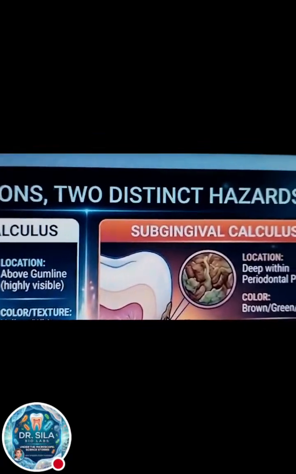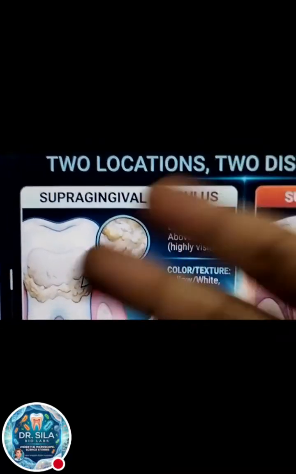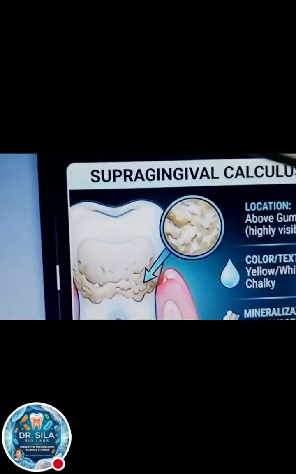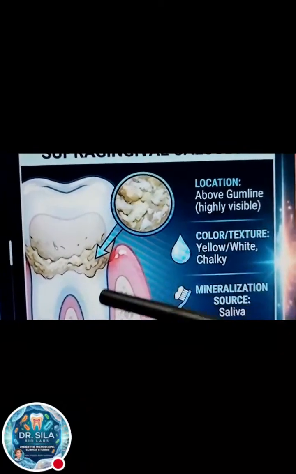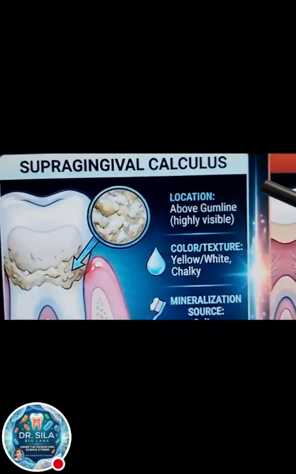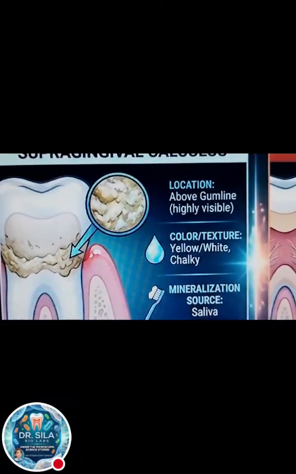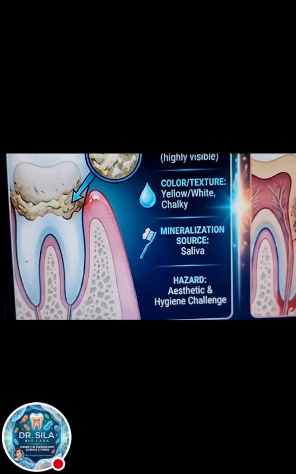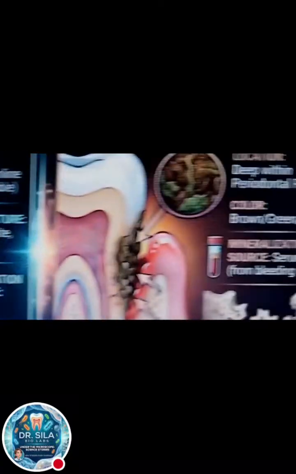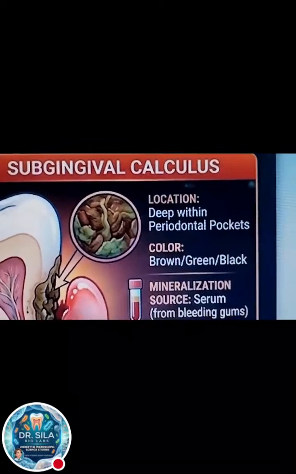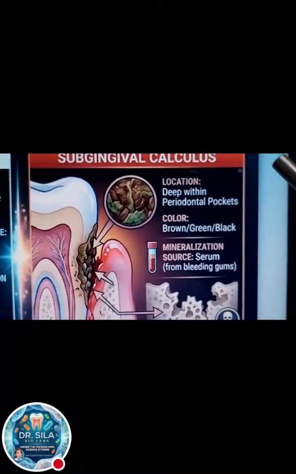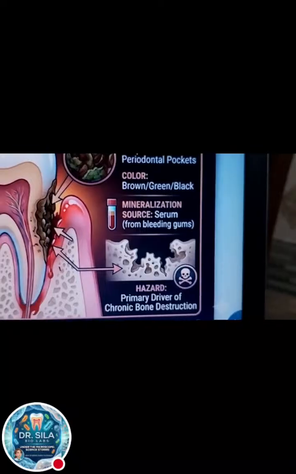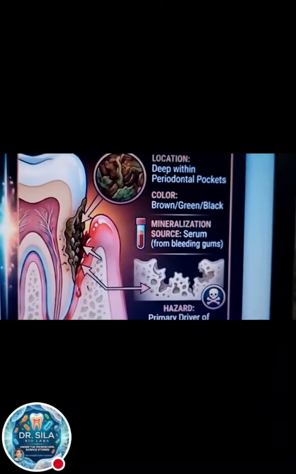Okay, two locations, two distinct hazards. That is, as I told you previously, the supragingival calculus and the subgingival calculus. The supragingival calculus is above the gum line, highly visible above the tooth. Color and texture: yellow, white, chalky. Mineralization source: saliva. Hazard: aesthetic and hygiene challenge. When it comes to subgingival, deep within the periodontal pockets: brown or green color, mineralization source is serum from the bleeding gums. Primary driver of chronic bone destruction.